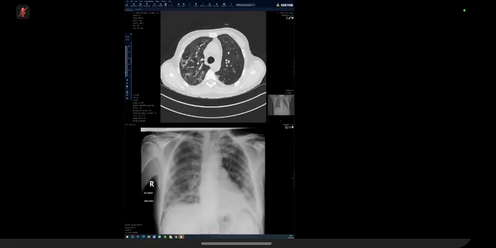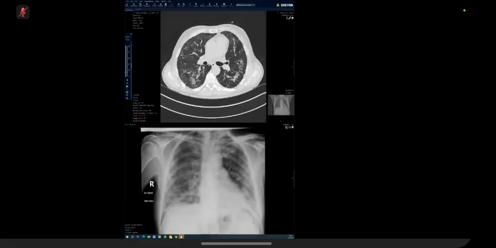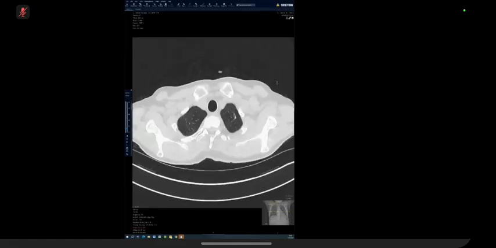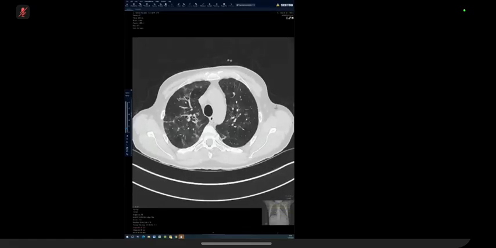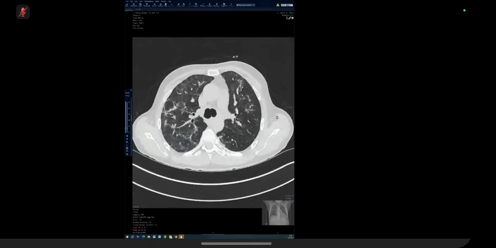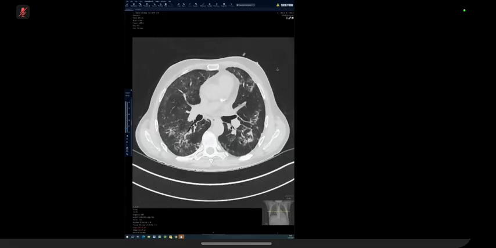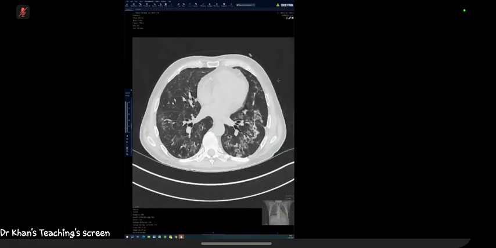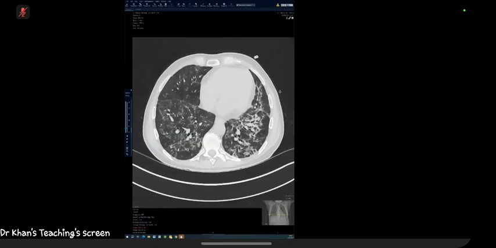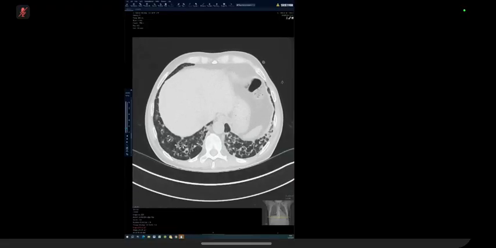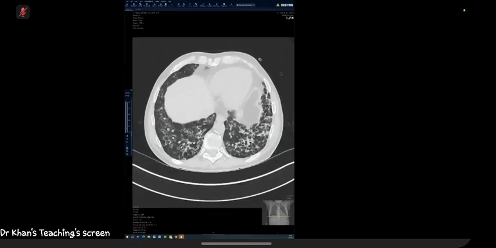So I can see multiple opacities. If you don't mind, ma'am, you can pick on the CT. I just want to zoom in to see. Thank you so much. In these cuts of the CT, I can see that the pattern here is keeping with consolidation surrounded with ground glass opacities. So this keeps with halo, but not too peripheral.